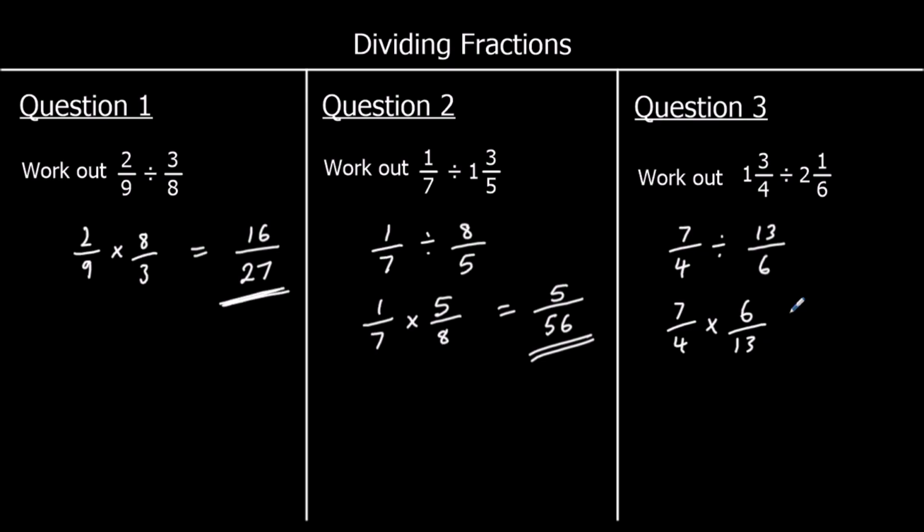We could simplify before we do it. So we could half the top and half the bottom, which will make the calculation easier. It doesn't matter if you do the simplifying before you multiply or after. So we've got 7/3, which is 21, over 2/13, which is 26.